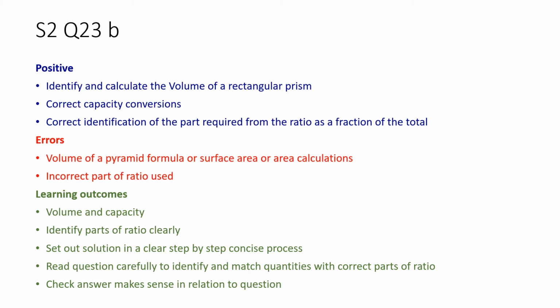Students should review volume of a prism and capacity conversion concepts. Students applied incorrect formula for volume of a rectangular prism, often multiplying by 1/3 for volume of a pyramid or calculating surface area. Students also need to be able to identify the correct part of the ratio as a fraction of the total. Areas for students to improve include reviewing their understanding of volume and capacity, and reading the question carefully to identify correct parts of the ratio as a fraction of the total. Students need to check the reasonableness of their answers to ensure that their answer makes sense in relation to the question.